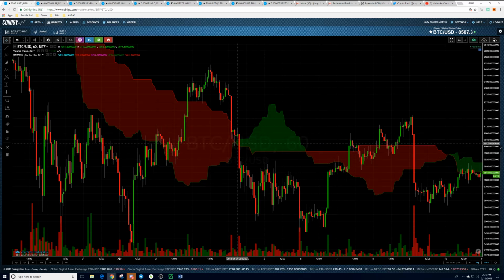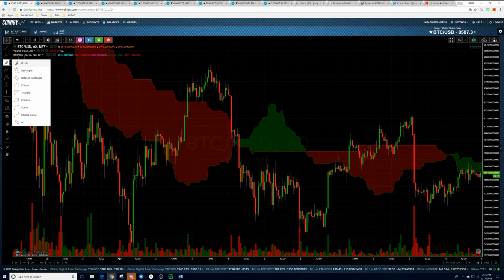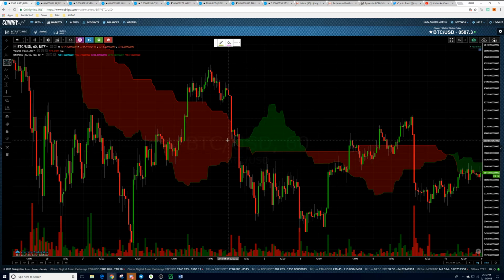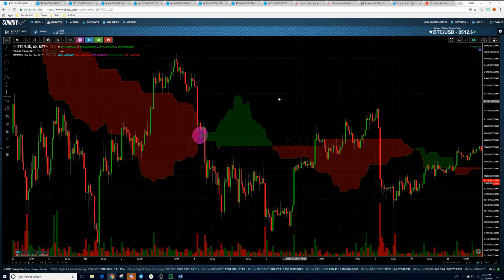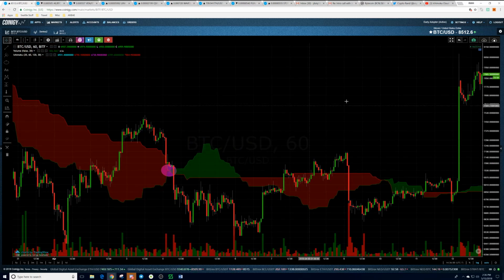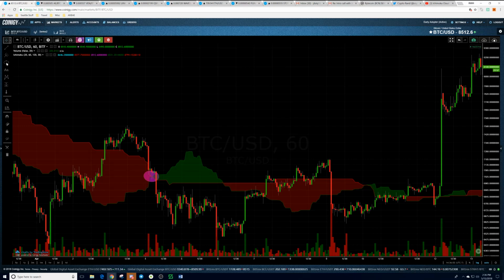Why is that important? Well, right here is a great example of the Kumo twist. Right here at the Kumo twist is an area of no support and no resistance. So relative to where price is when the Kumo twist happens, indicates a strong possibility and likelihood that price is going to gravitate towards these levels. Okay, and we see this a couple times here. So here's some great examples.